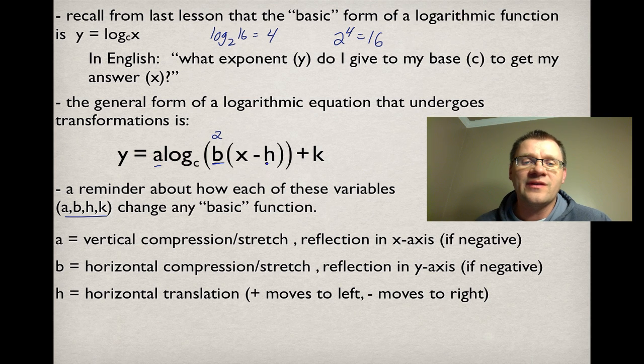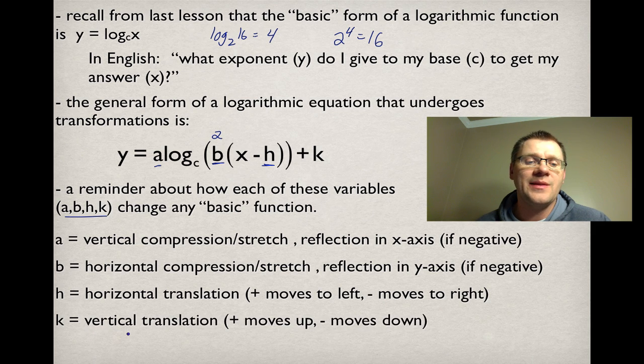h is your horizontal translation, so how far it moves right or left. If it's positive, it moves to the left, where if this number is negative, it moves to the right. And finally, k is your vertical translation. If k is positive, the whole function is moving up, and if k is negative, the whole function is moving down.